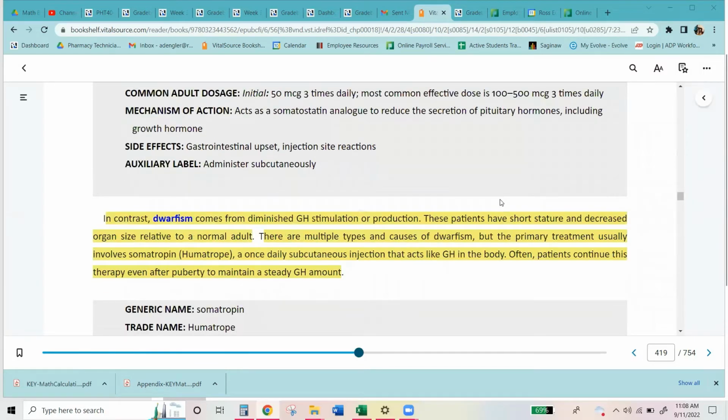In contrast, dwarfism comes from diminished GH stimulation or production. These patients have short stature and decreased organ size relative to a normal adult. There are multiple types and causes of dwarfism, but the primary treatment usually involves Humatrope, a once daily subcutaneous injection that acts like GH in the body. Often patients continue with this therapy even after puberty to maintain a steady GH amount.